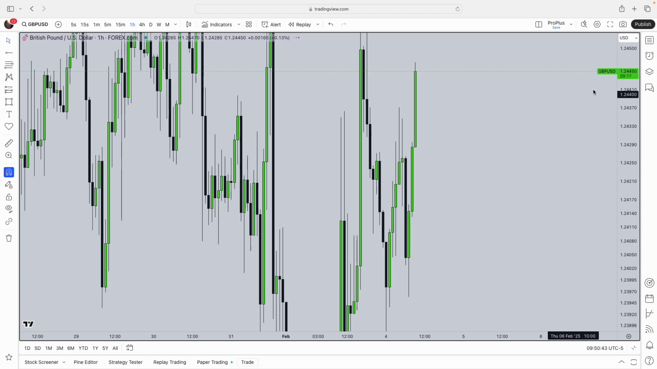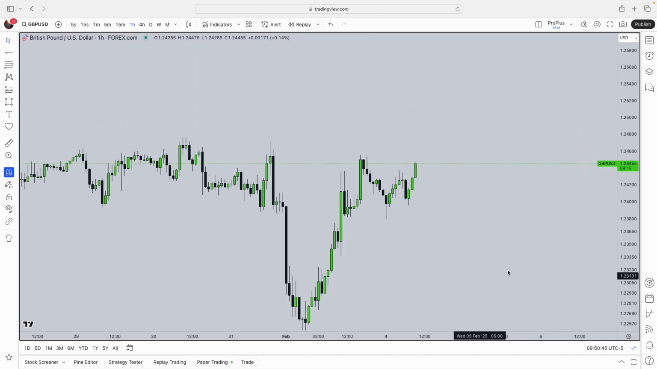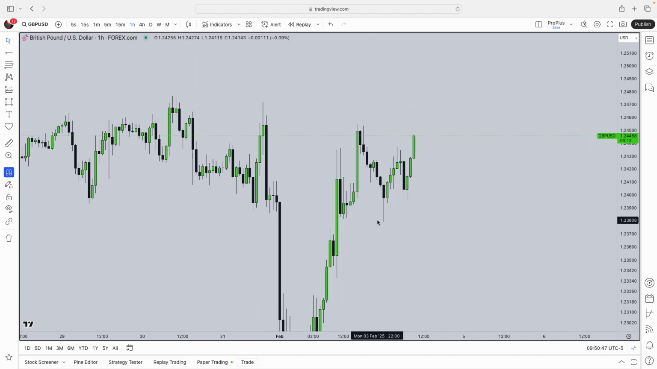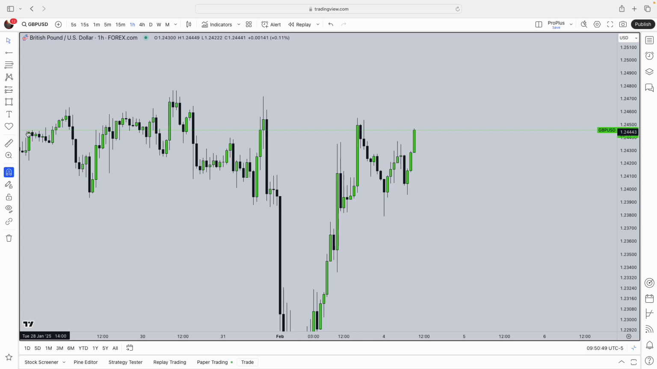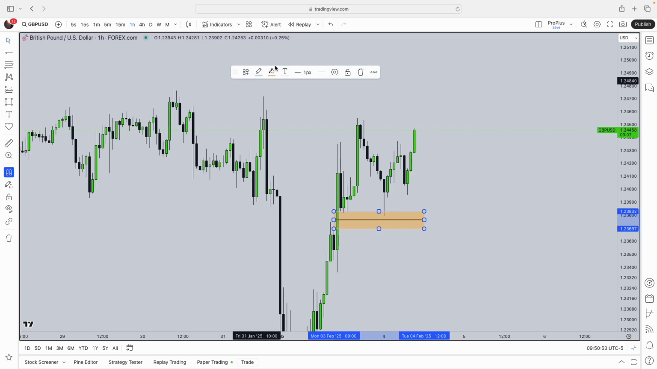GU, I don't think there was much on GU. So we had it run lower back into this BISI here.